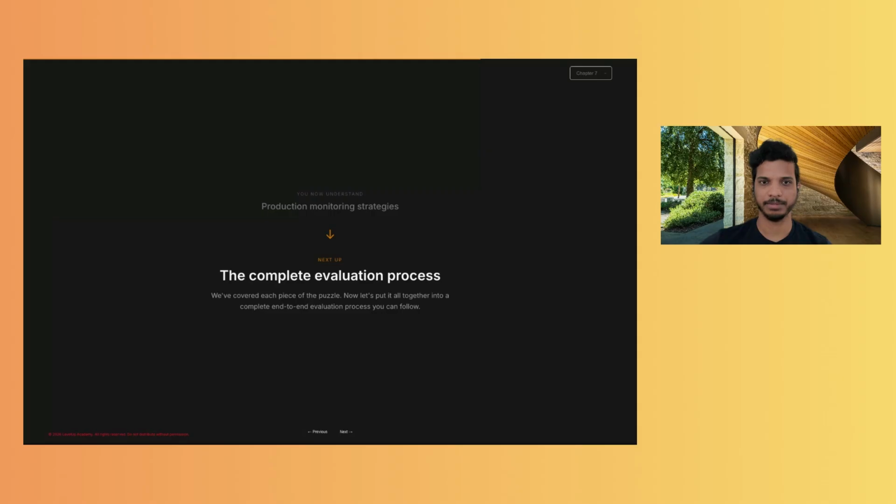So in the next chapter, we will be talking about the complete evaluation process, going from the evaluation frameworks and offline datasets and things like that, to production monitoring, and how all of this ties together.